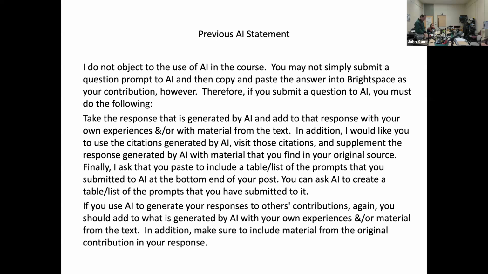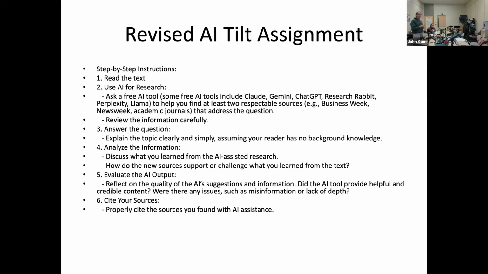So I guess I should show you. This is my new assignment, the AI assignment. It's new instructions for the discussions. These are the step-by-step instructions. Read the text. Use AI for your research. Now, no longer am I allowing them to use AI, but I'm actually asking them to use AI.